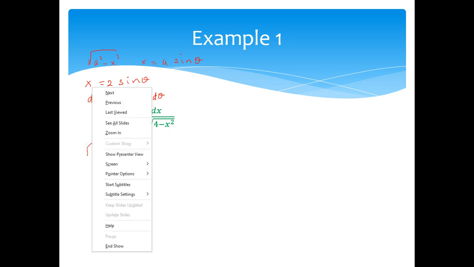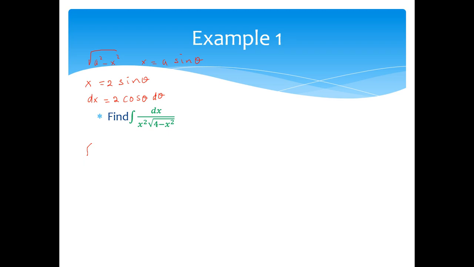So let's see how that works. Here I have dx, so I'm going to substitute it: 2 cosine theta d theta, divided by x squared, which equals 4 sine squared theta, times the radical of 4 minus 4 sine squared theta.